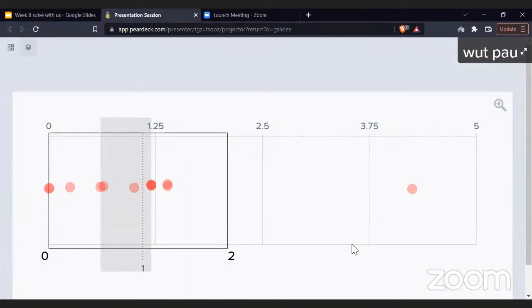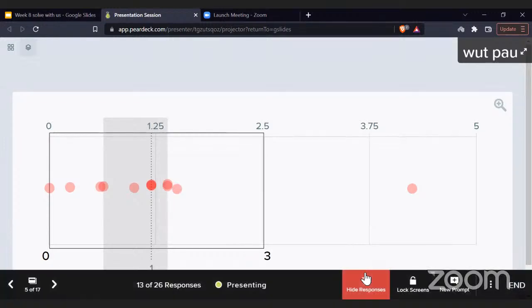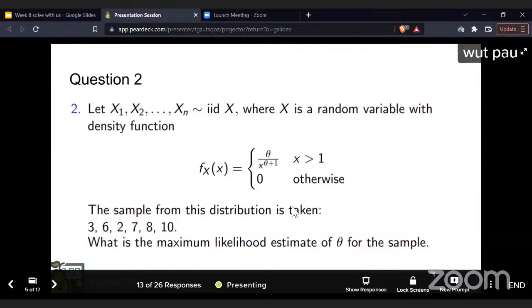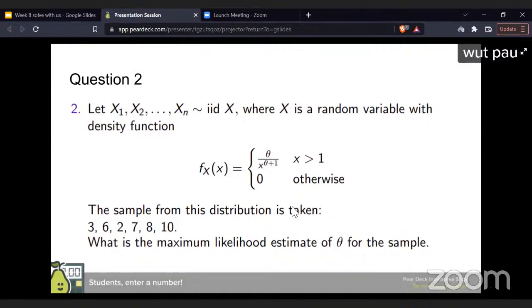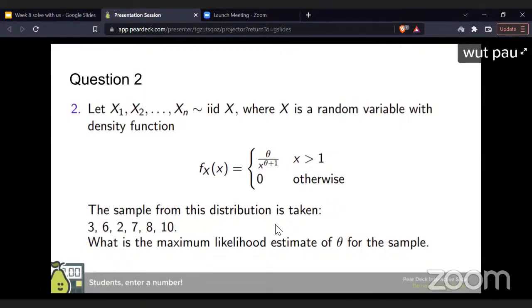Okay, so most of the answers are between 0 to 1.25. So how would you find the maximum likelihood estimate of a parameter? What is the definition that we use? We multiply all the density functions. Argument of multiplication of all the density functions. Yes, you need to find the argument of it, right?